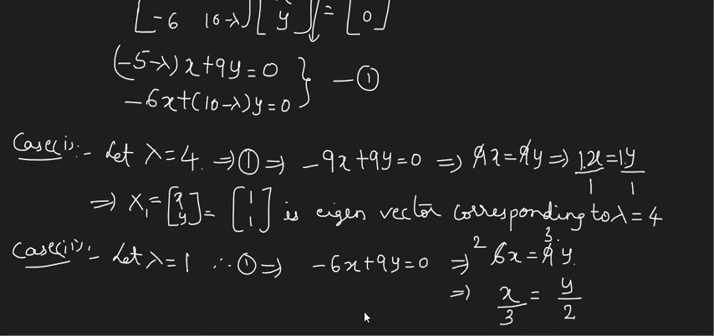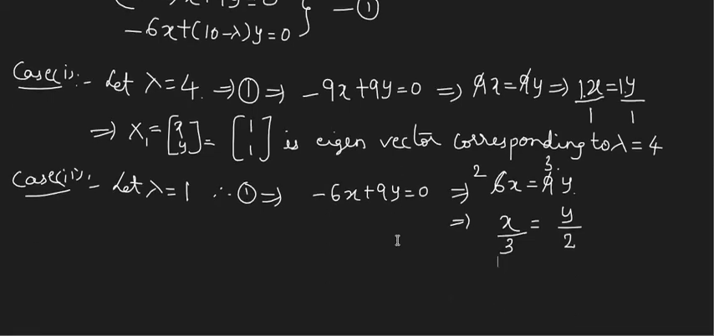X divided by what value? Suppose x by a equal to y by b, you should take it as a and b only, not 1 by a. Understanding? This is called as cross multiplication method. Just take x divided by whatever is the value of x and x divided by what you get the coefficient, the constant quantity, that is the value of y.